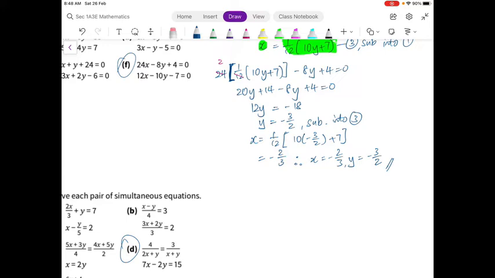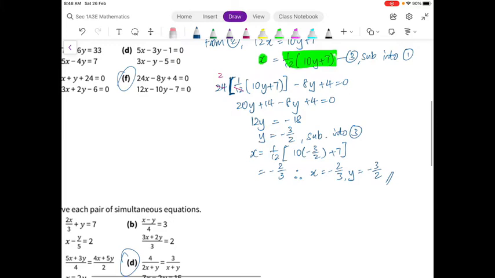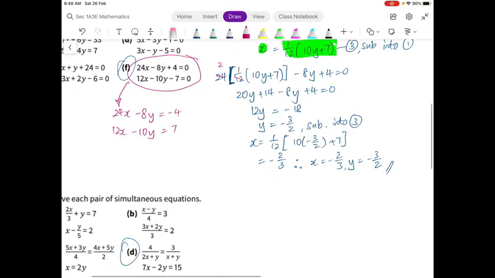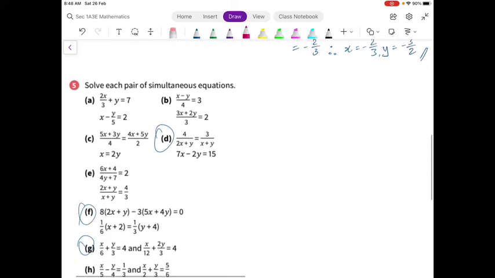Please take note that when you key in to a calculator in order to try and verify, you have to rearrange them into this format: 24x minus 8y equals to negative 4, 12x minus 10y equals to 7, because this is the format that the calculator demands. Okay, so calculator says x value negative 2/3, y value negative 3 over 2. So we are correct. Moving on to question 5D.